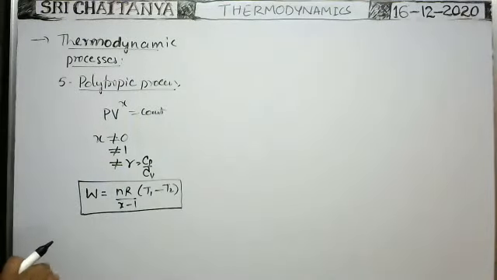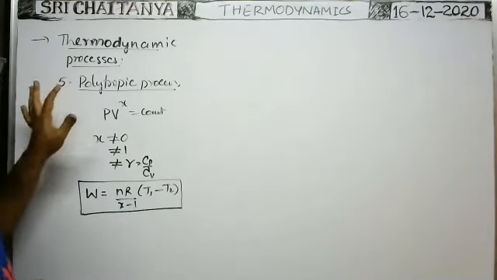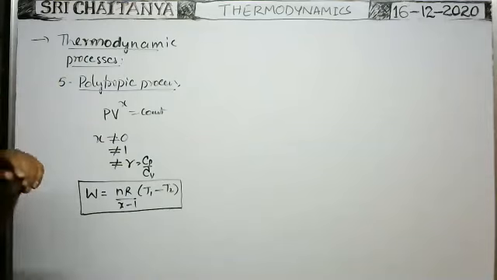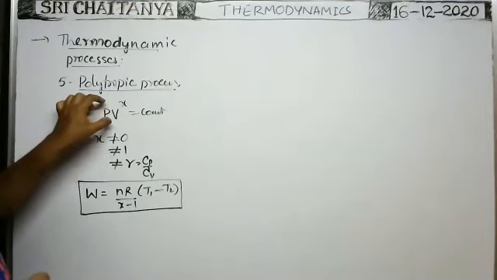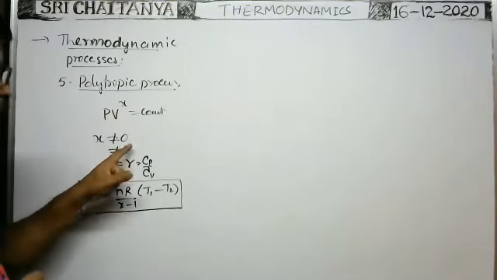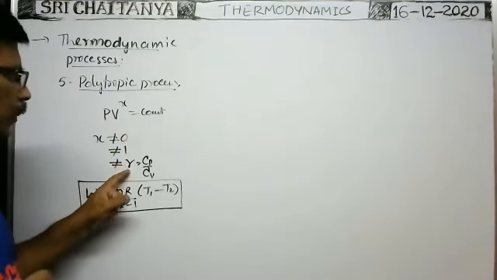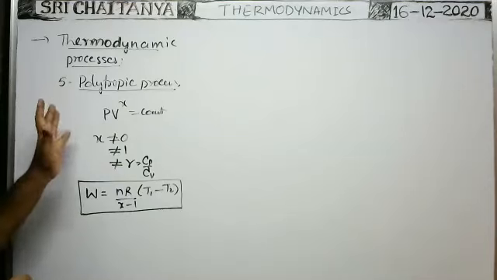So in different thermodynamic processes, next, the fifth one, polytropic process. Already it was explained in previous classes. So here, if the gas obeys the equation PV to the power of x is equal to constant, where x is not equal to 0, not equal to 1, not equal to gamma, which is equal to Cp by Cv, then such a process is called a polytropic process.